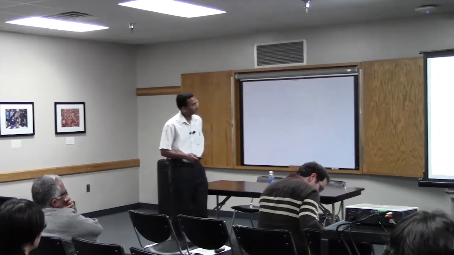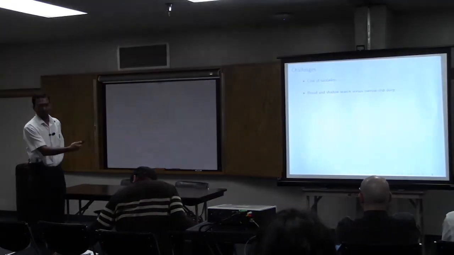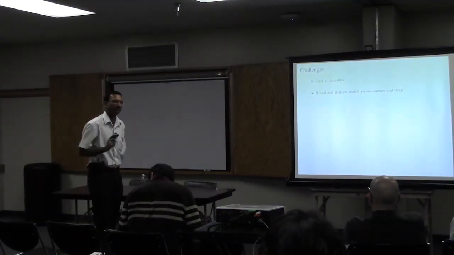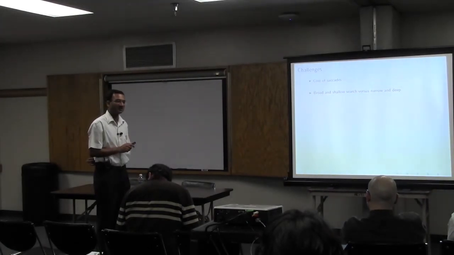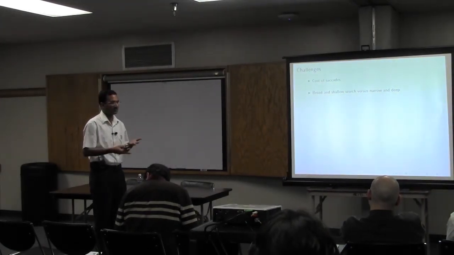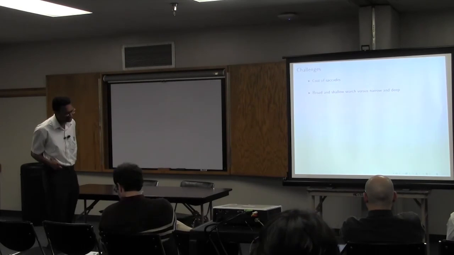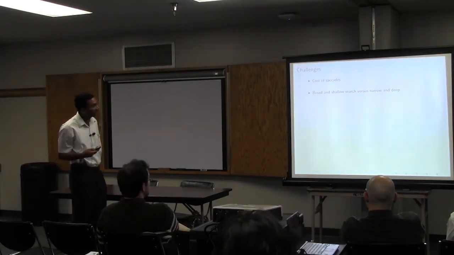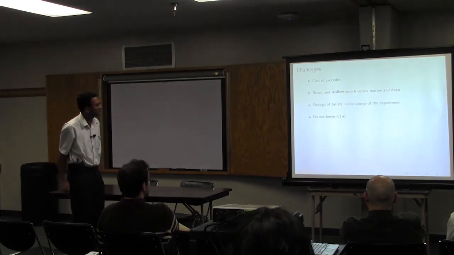Okay, so we seem to be doing some sort of a broad and shallow search first, and then we seem to be zooming in to the right things. But it depends on the types of images. So to some extent, that seems to be happening, and it would be interesting to model that and verify it via experiments as well.